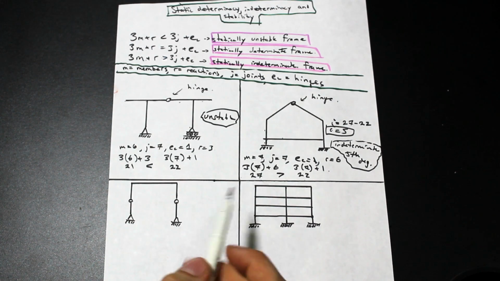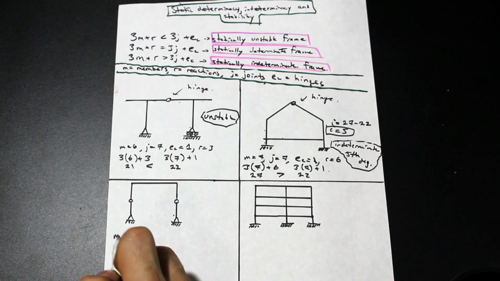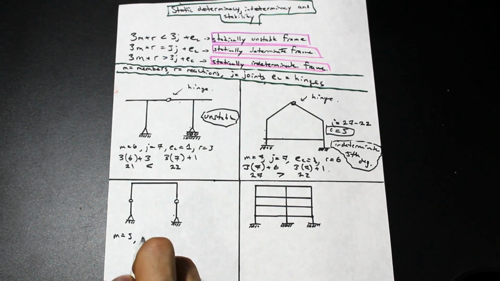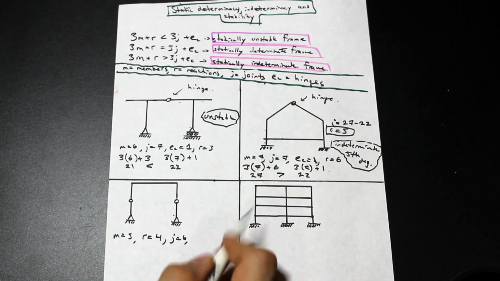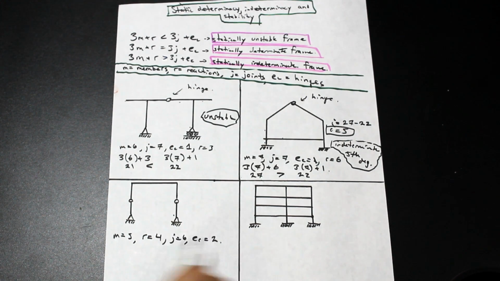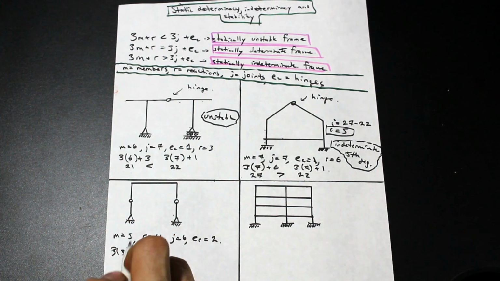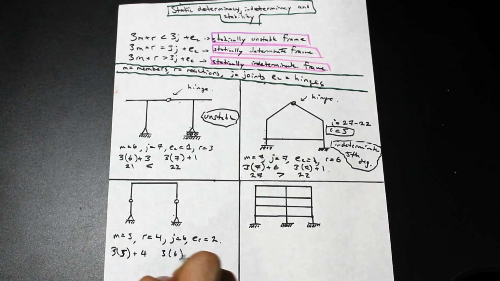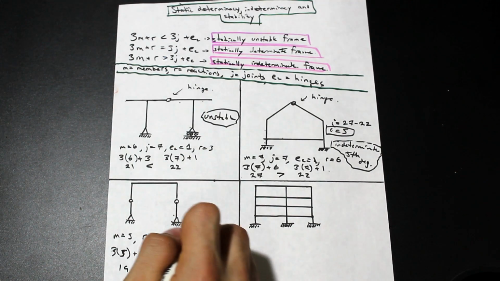So let's go quickly through these last 2. So we have 1, 2, 3, 4, 5 members. Okay. We have 4 reactions, right? How many joints? 1, 2, 3, 4, 5, 6. And we have 2 equations of condition. Fill out the sides: 3M plus R, okay? And then we have 3J plus E sub C. So that's going to be 19. Okay, this is going to be 20. So once again, we have an unstable frame, okay? Because the left side is less than the right, this is unstable as well.